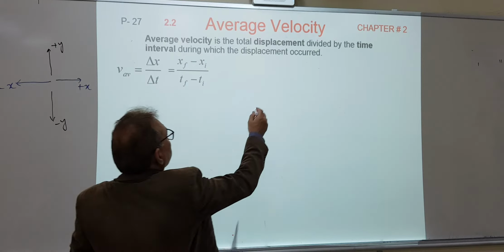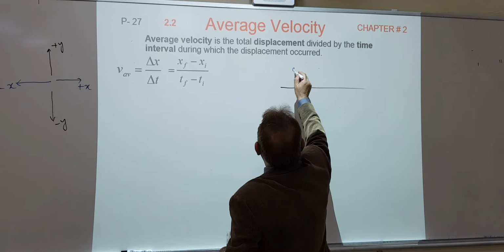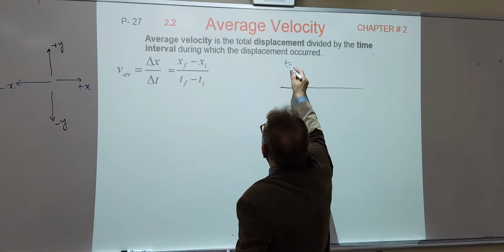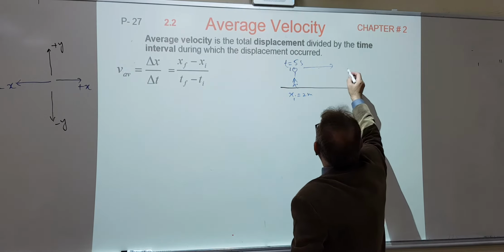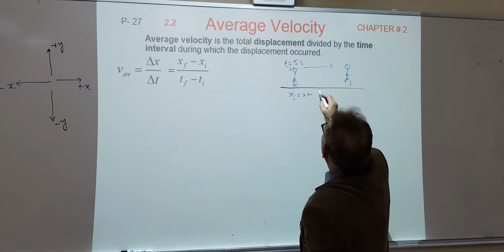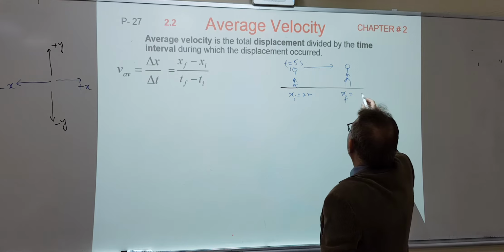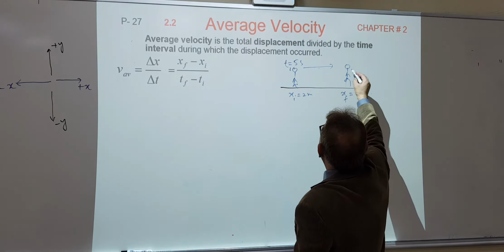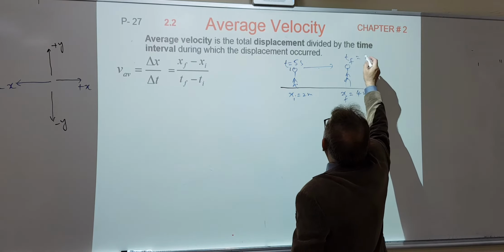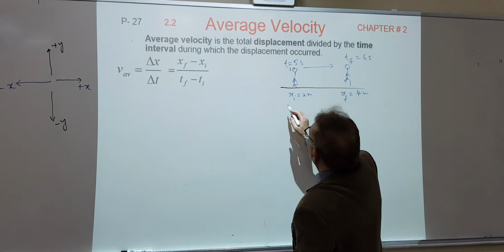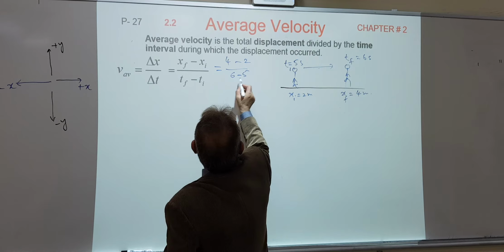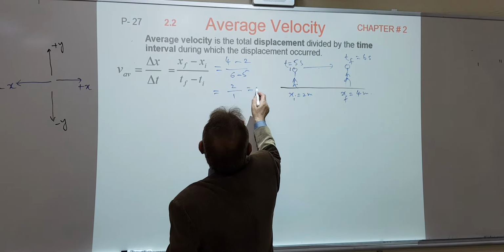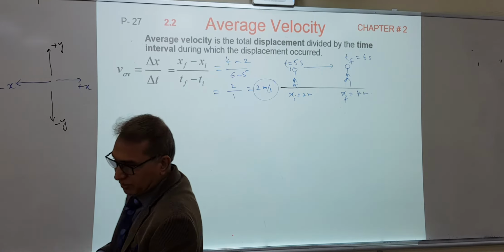For example, if a person is here at time t initial equal to, I say, 5 seconds, he is at x initial equal to 2 meters, and then he travels up to here. For example, the final position is 4 meters, and this is the final time, 6 seconds. So I would use here final position 4 minus initial 2, final time 6 minus 5. So you get 2 over 1, which is 2 meters per second, will be your average velocity.